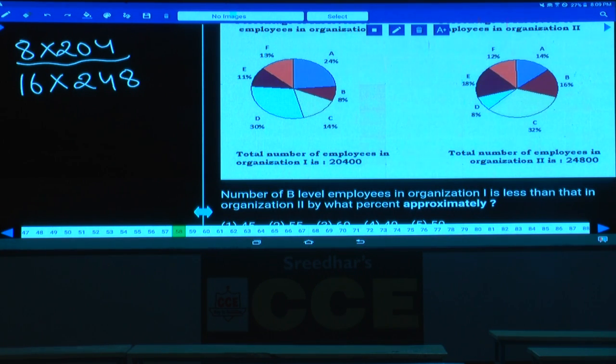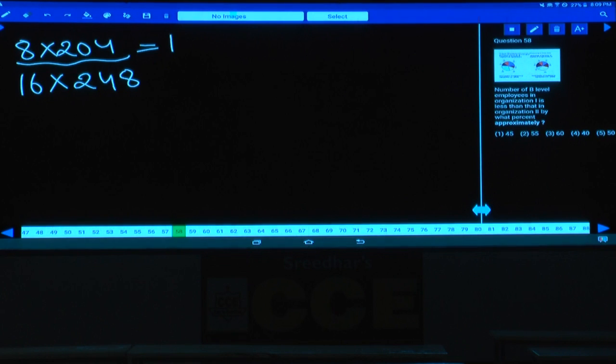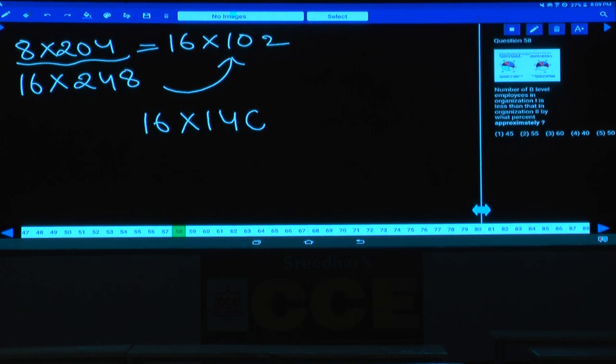Yes? Now, if you treat this number as 16 into 102, this number is how much more than the second number? 16 into 146 out of 16 into 248. Yes or no? Cancel both the numbers. Am I right? What is your question?